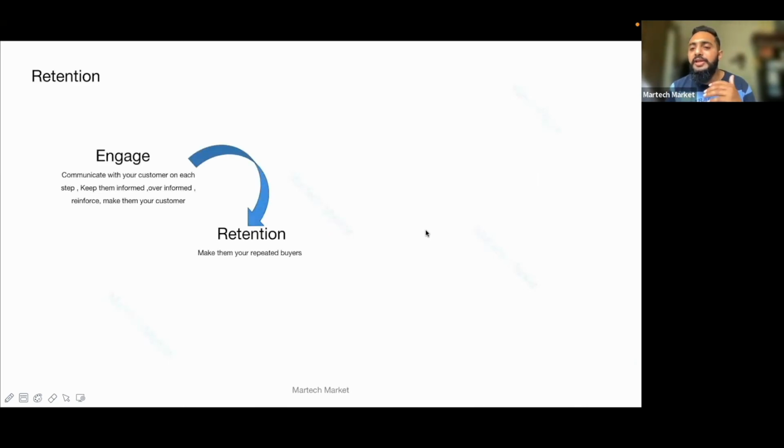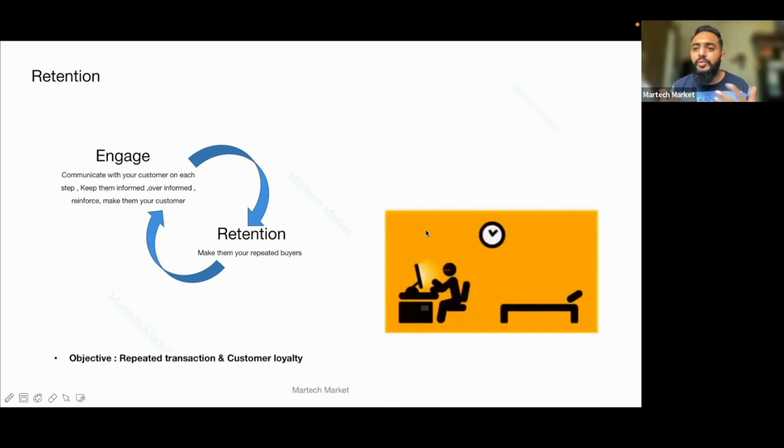Now that you have done the first transaction, comes the retention stage, where you are able to repeatedly get these people to transact with you. And that is obviously through continuous engagement. What you essentially want to do here is build a set of loyal customers for your business, where these customers end up regularly transacting with you. Now, this is the most important stage of marketing.